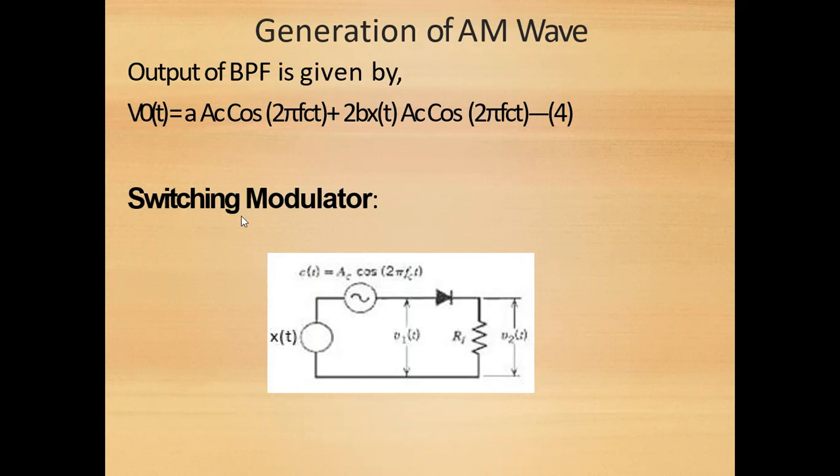As the name indicates, in the switching modulator we will be using a diode here which will act as a switch. Then we are applying our two inputs, message signal and carrier signal, which we are representing as V1 of t, and a simple resistance. So this is a simple circuit consisting of two inputs connected in series, a switch, that is nothing but a diode, and then a simple resistor.